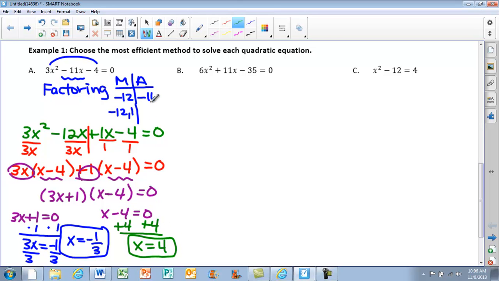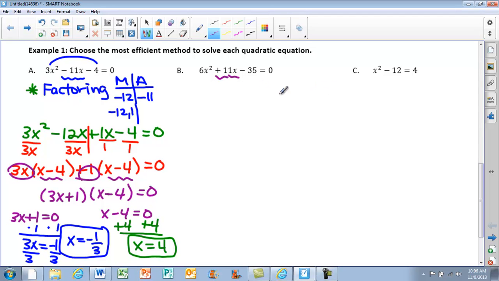So once again, it was really nothing new besides deciding which method would be the most efficient for you to use. So let's move on and take a look at example B. Once again, we have a B term, so we can automatically eliminate the square root method.